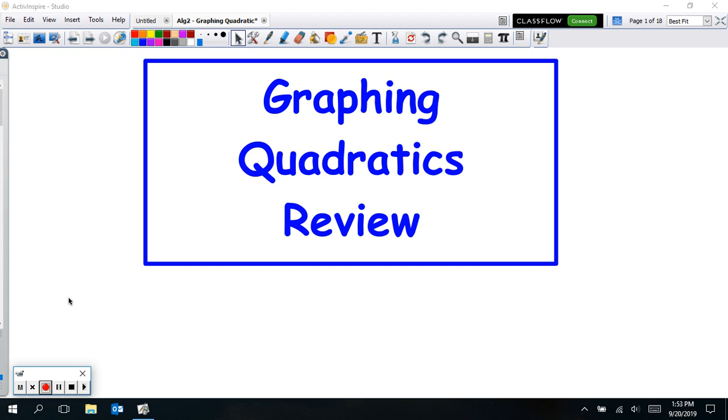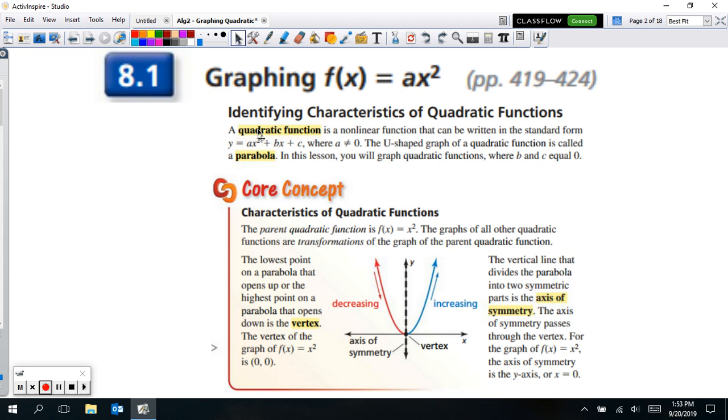All right, so graphing quadratics review. Let's start by looking at just this first page. So the highlighted words, okay, we got quadratic function. That's the x squared function. So our x is now squared. Whenever you see the x squared, that's going to be a quadratic.